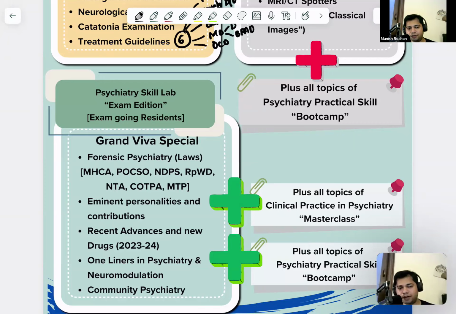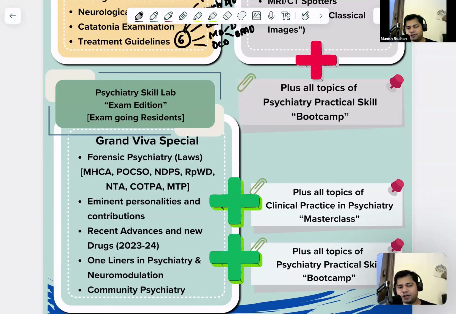Apart from that, we'll be looking at eminent personalities and their contributions. There are around 10 to 15 eminent personalities in psychiatry that you can't miss; it is not expected from you that you don't know them. You have to know them and their contributions in developing psychiatry in India. After that, we'll be looking at recent advances and new drugs, all those kinds of updates that you are looking for here and there, asking in groups also, about the updates as far as drug approval is concerned and whether the treatment protocol has changed. All that will be compiled and covered under this section.